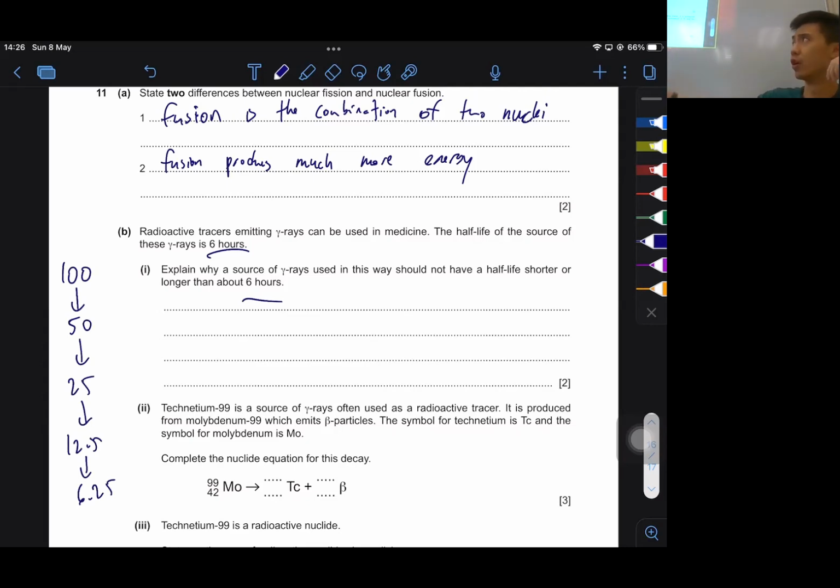Of course you cannot have too long of a half-life, because then it'll take too long for that radioactive substance to decay to a safe amount. Then we're going to die eventually. So this one here is a bit tricky. Let's write it according to the mark scheme.